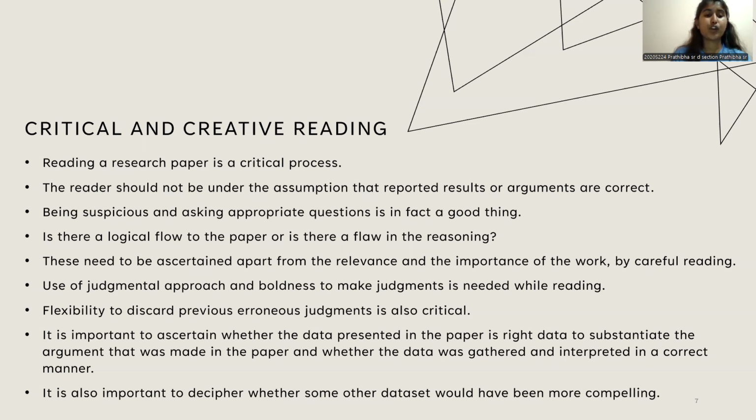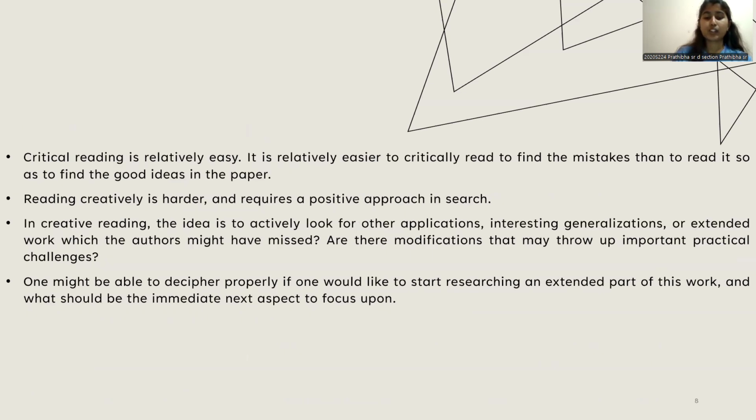Is there a logical flow to the paper, or a flow in the reasoning? This needs to be ascertained, apart from the relevance and importance of the work, by careful reading. Use of judgmental approaches and boldness to make judgments is needed while reading. Flexibility to discard previous erroneous judgments is also critical. It is important to ascertain whether the data presented in the paper is the right data to sustain the argument made in the paper, and whether the data was gathered and interpreted in a correct manner. It is also important to decipher whether some other data set would have been more compelling.